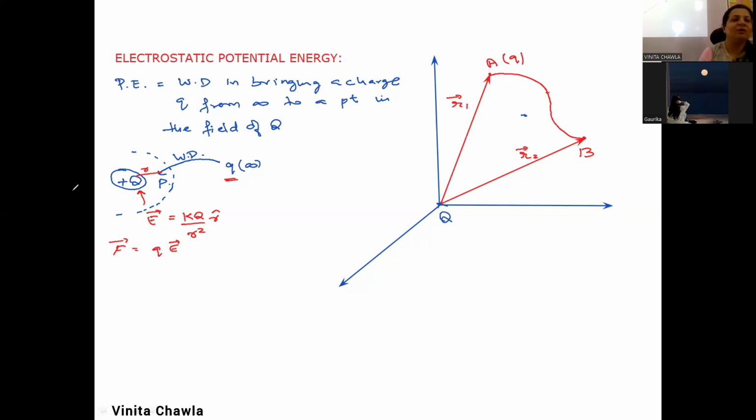Okay, how will we find work done? See, when we have something like this, then we consider an intermediate situation. So let's consider a point that the charge reaches at point P after some time. Okay, and then it covers a small displacement and reaches point Q. Right? So for this small displacement, can we find the work done? How will you find the work done?